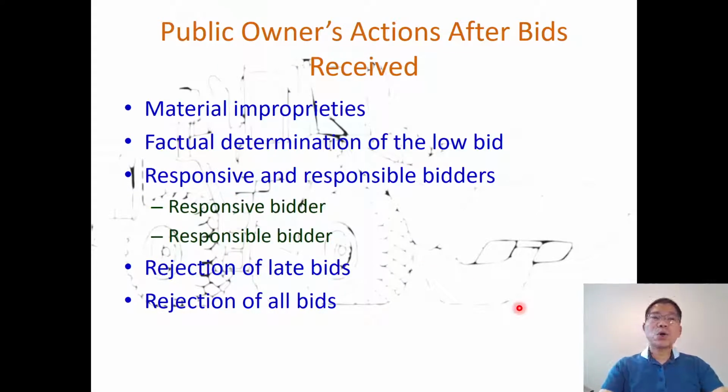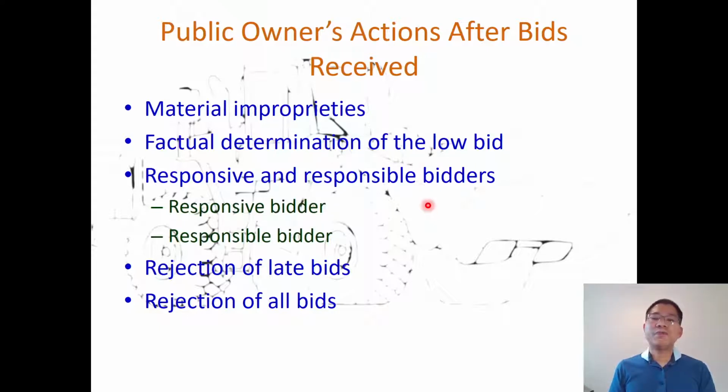So for the public owner, actions after bids are received: the public owner is more stringent in terms of the bids. First, material in properties, factual determinations of the low bid, responsive and responsible bidder. So we will award to the lowest, typically in a competitive contract, the lowest responsive and responsible bidder. But before we find the lowest bid, we need to know what is responsive and what is a responsible bidder.